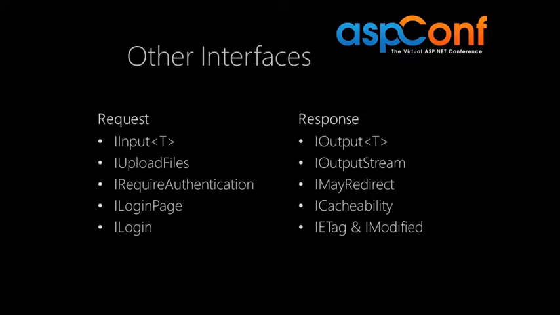And similarly on the response side, we have an iOutput of T, which allows you to say, I'm going to return an object back down. We have an iOutput stream, which will allow you to write directly to the response stream. iMayRedirect will add a location property to your class so that you can return a 302 or a 303 or a 307, and then that will redirect the browser or other client, and various others as well, cacheability, IE tag, iModified, which will allow you to set various different headers.